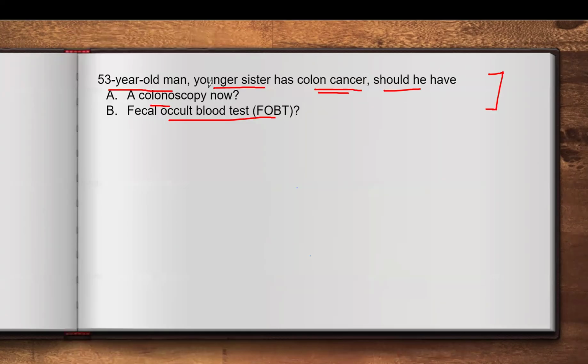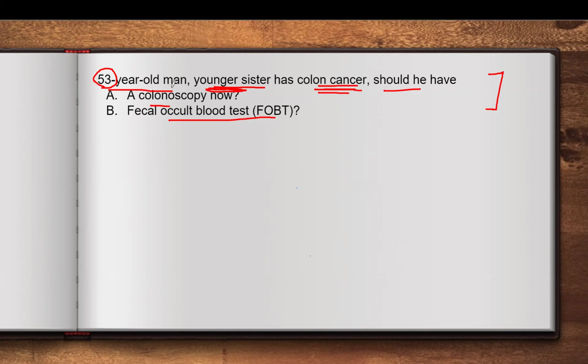So, this patient has a younger sister who was diagnosed with colon cancer. This patient is 53 years old and he's asymptomatic. If he's 53 years old, definitely his younger sister would be less than 53, right? So she was diagnosed at less than 60 years. This makes this patient at moderately increased risk, right? Because a first degree relative has been diagnosed with colon cancer at less than 60 years of age. So he's at moderately increased risk.